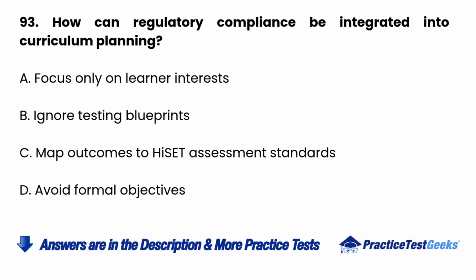93. How can regulatory compliance be integrated into curriculum planning? A. Focus only on learner interests. B. Ignore testing blueprints. C. Map outcomes to HiSET assessment standards. D. Avoid formal objectives.